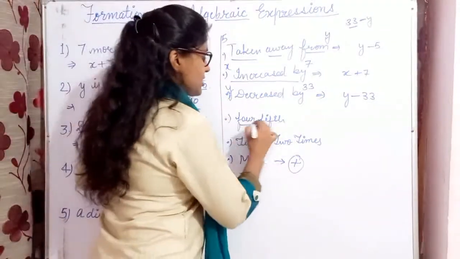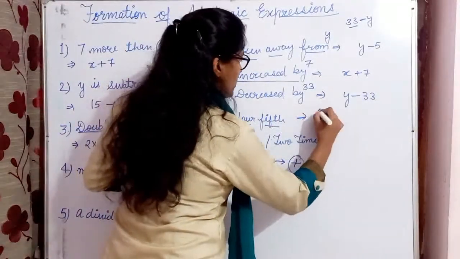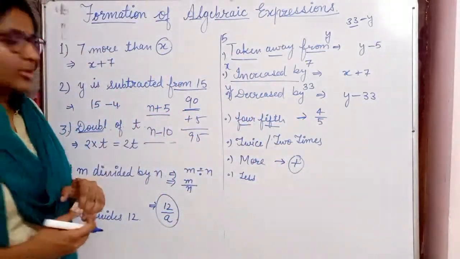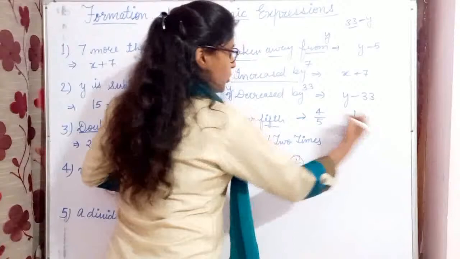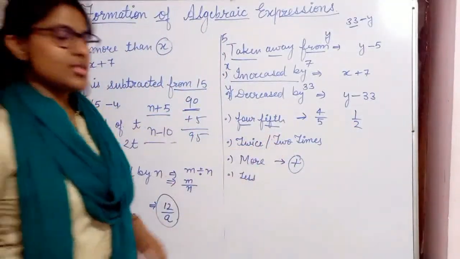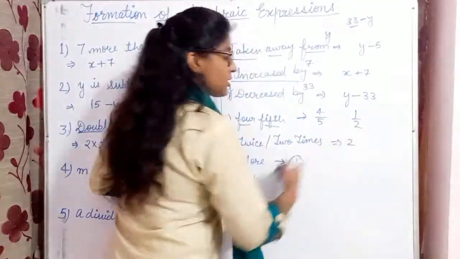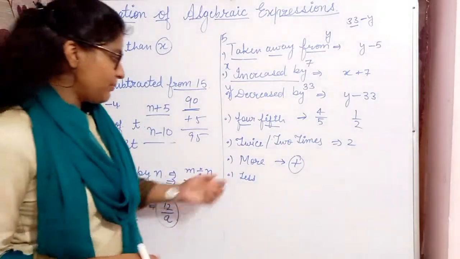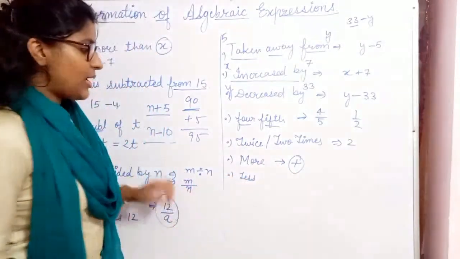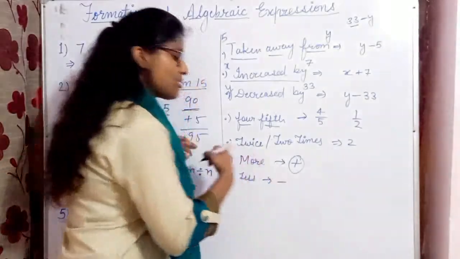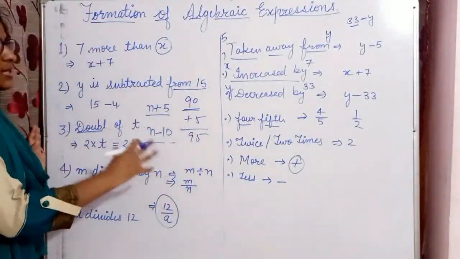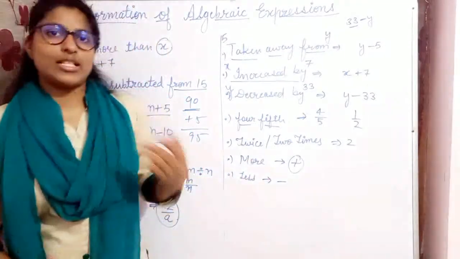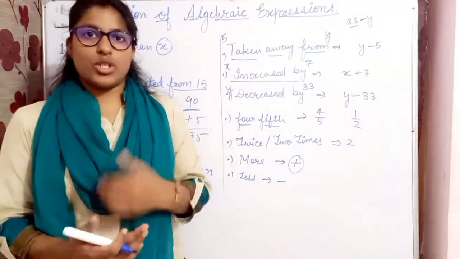Now next is 4/5. You already know about this. 4 upon 5, 1/3, 2/3. Half of given, it means 1 upon 2. Twice and 2 times mean multiply with 2. Thrice means multiply by 3. 4 times means multiply with 4. More than means addition, and less than means subtraction, minus is there. So by using these symbols and remembering this language, you can form any kind of algebraic expression of given situations.